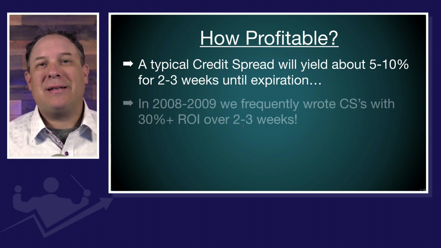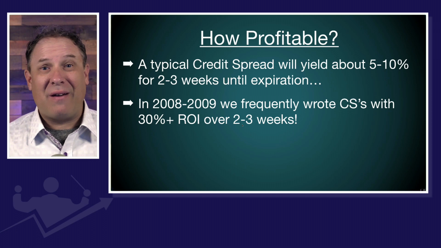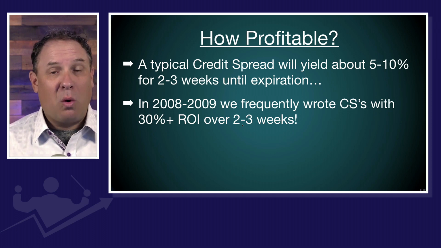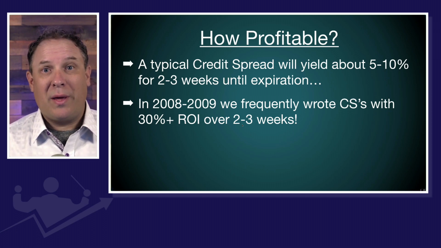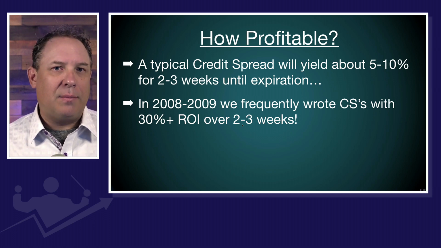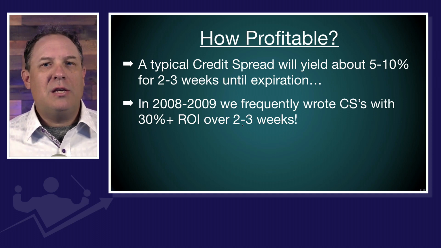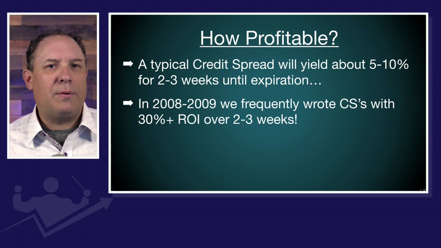In 2008 and 2009, we were writing credit spreads and we were bringing in 30%, 35, 40%, sometimes more on a 2 or 3 week credit spread. What we kind of designed as the ideal number is about 15 to 20%. 30% is great, but that's just not normal. You don't get that all the time. So what we try to do is somewhere in the 15 to 20% range.